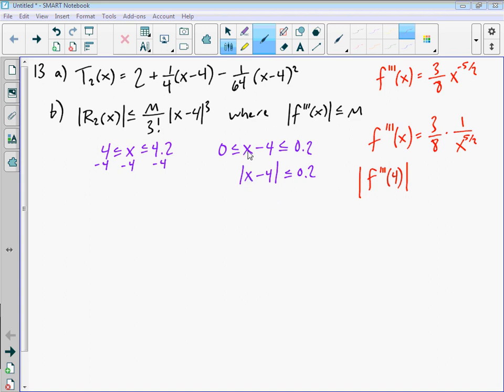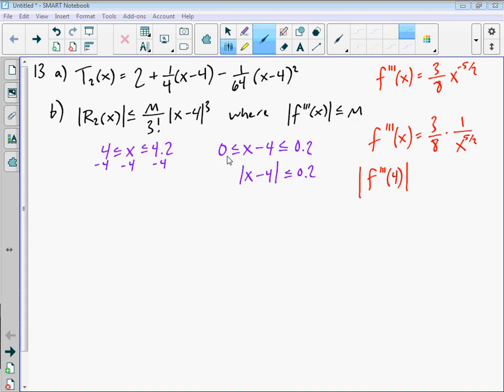Yeah, and that's typically what happens. 13's weird because they didn't center it. They went from 4 to 4.2, and the center was at 4. Typically, they make it so the interval is the same on both sides of that center. They didn't in this one. So we get to here, and we want to write it as the absolute value of x minus 4.